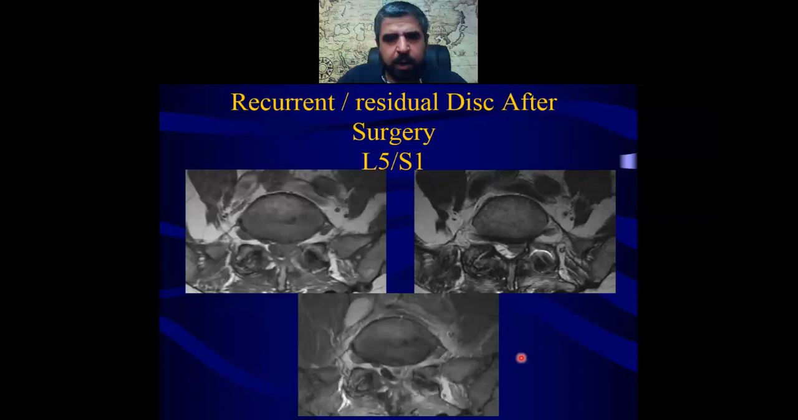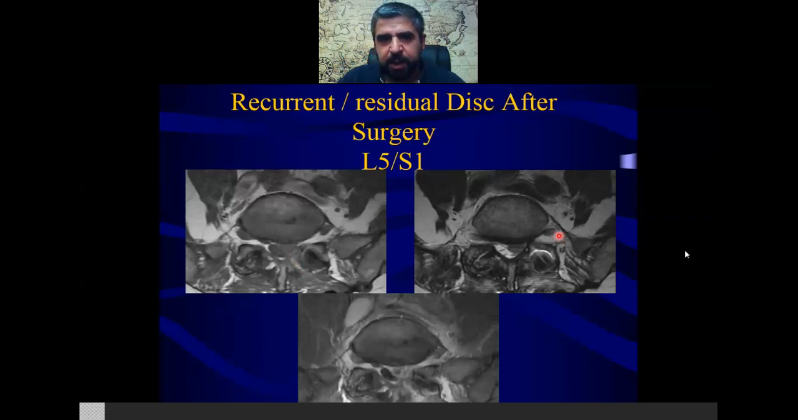So let's look here. This is evidence of surgery. You can see this lamina is defected here, and there is a filling defect here. Is it a disc or is it fibrosis? On the T2 image, you can see this space occupying lesion is causing a mass effect on the thecal sac. It's compressing the thecal sac.